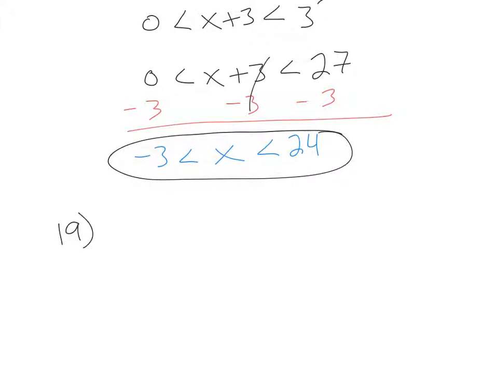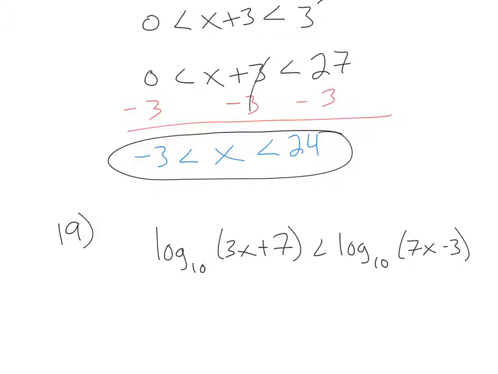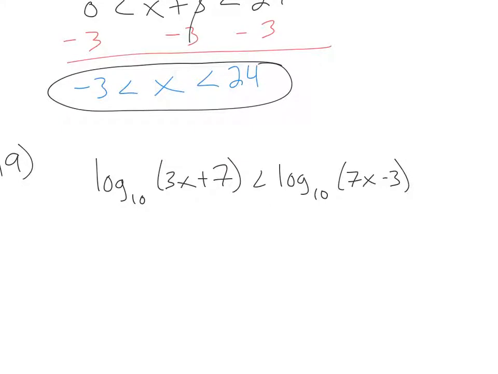Okay. Alright, last one, number 19. Looks really tricky, but it's not too bad. We've got log base 10 of 3x plus 7, and that is less than log base 10 of 7x minus 3. Okay, on this one, we've got log base 10 on the left and log base 10 on the right, so we can just cancel out that log and just work with what's in our x position.